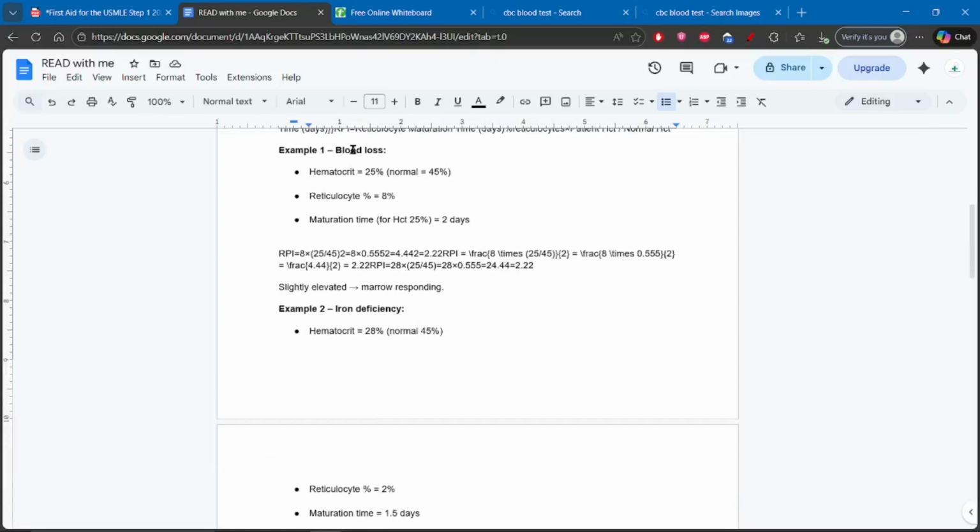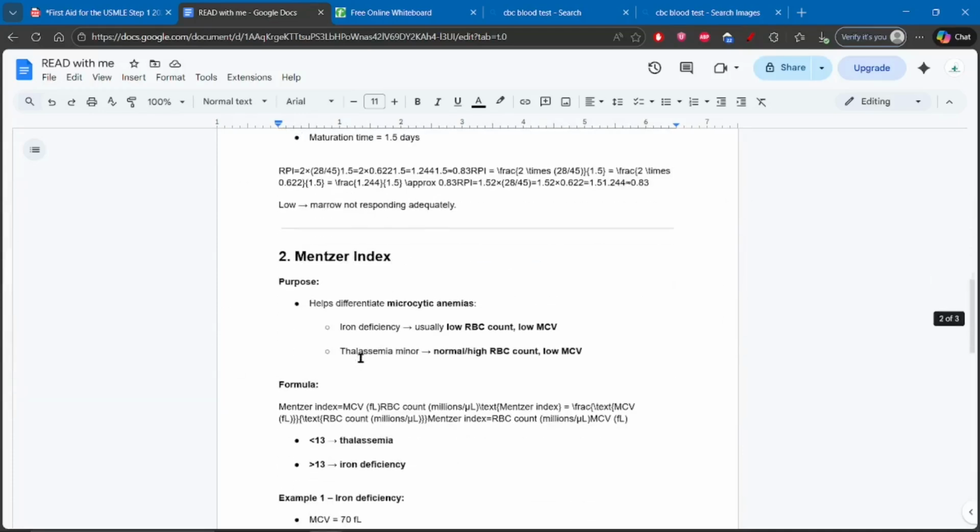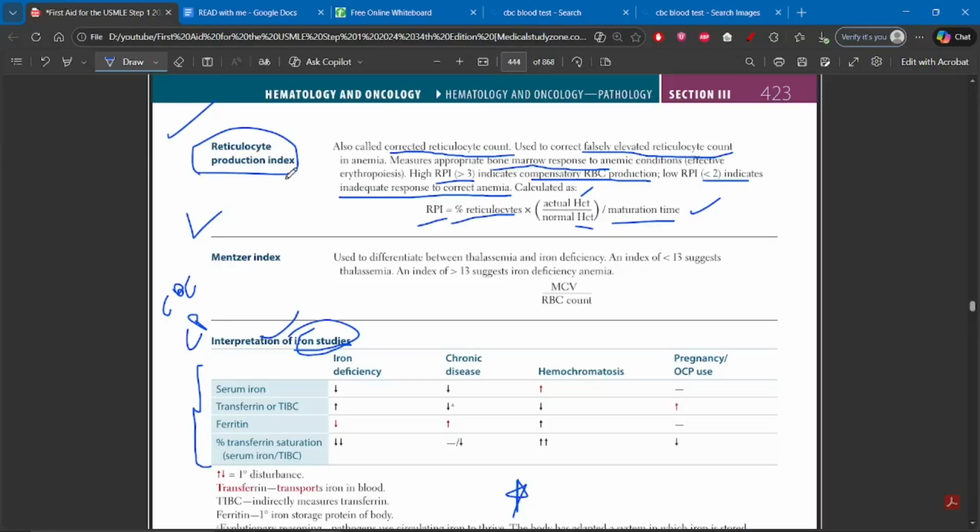All of this information is going to be given in the question. Normal, you must know, is 45%. The present hematocrit would be given in the question. The reticulocyte percentage would be given in the question. The maturation time would be given in the question, and you're just going to solve it. I could not write fractions here, so that is why I've done it this way, but this is basically just an example. So I hope this is clear now.